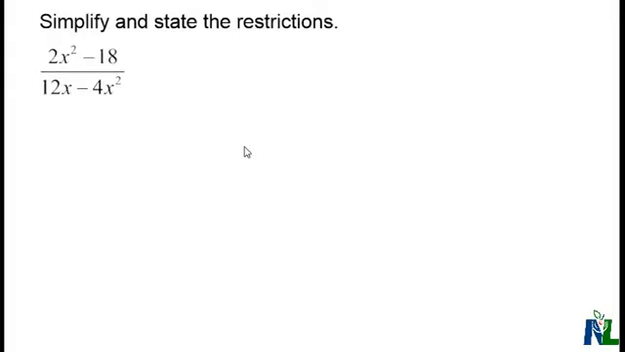In this example, we'll be going over simplifying a rational expression and stating the restrictions. Recall that another word for restrictions, or another way we refer to restrictions, is calling them non-permissible values, or the NPVs. So in order to simplify this expression, I'd like to factor both the numerator and the denominator.